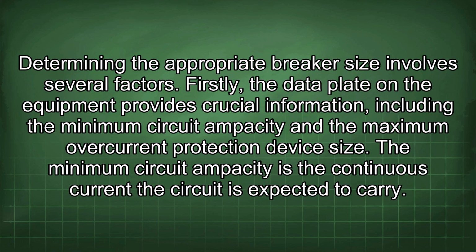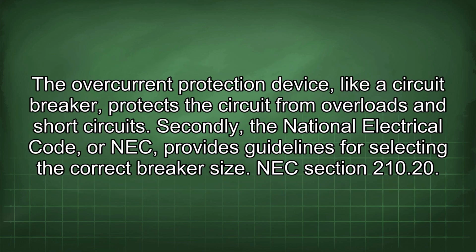Determining the appropriate breaker size involves several factors. Firstly, the data plate on the equipment provides crucial information, including the minimum circuit ampacity and the maximum overcurrent protection device size. The minimum circuit ampacity is the continuous current the circuit is expected to carry. The overcurrent protection device, like a circuit breaker, protects the circuit from overloads and short circuits.